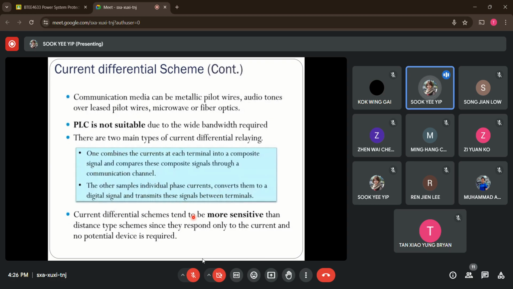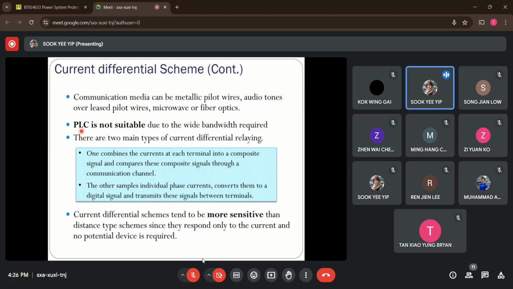Okay, so now let's move on here. These communication channels could be metallic pilot wire, audio tones over leased pilot wire, microwave, or even a fiber optic link. However, power line carrier is not suitable for the implementation of this current differential protection scheme. Why? Because large bandwidth is needed. If you still recall, for power line carrier, the frequency available for us to use is just in the range from 10 to 490 kilohertz. So in such a case, it becomes not suitable.